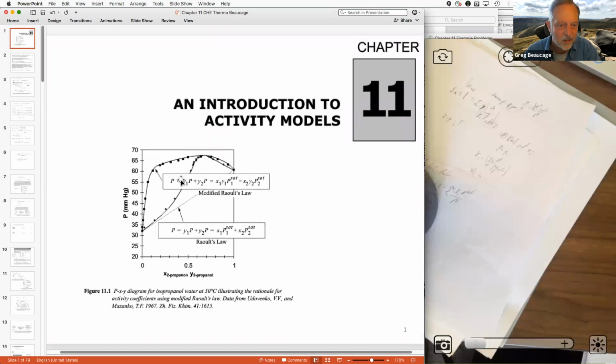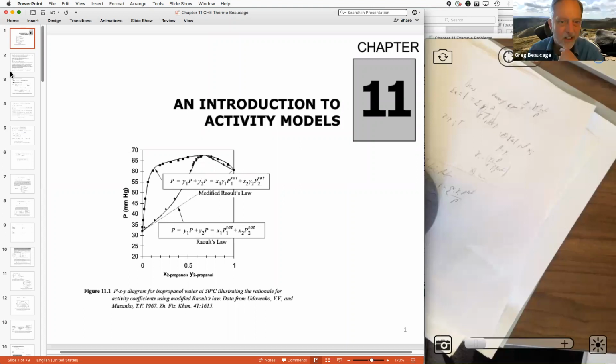So the issue is that we have Raoult's law, which would be the straight line where the pressure's proportional to the composition, and then you see these deviations, like a positive deviation from Raoult's law. So you want to be able to model that and be able to do calculations to calculate the bubble point pressure and the dew point pressure, right?